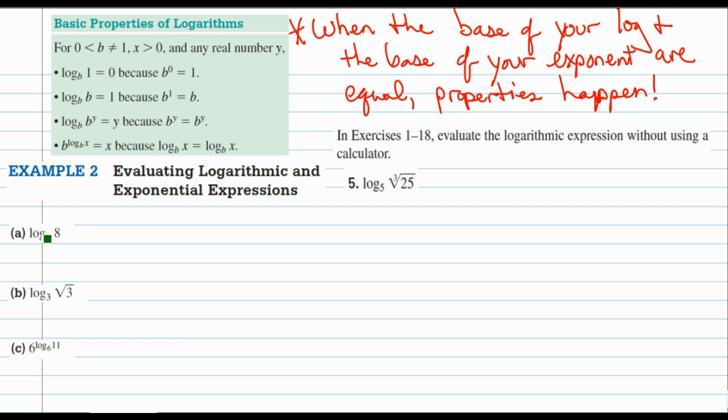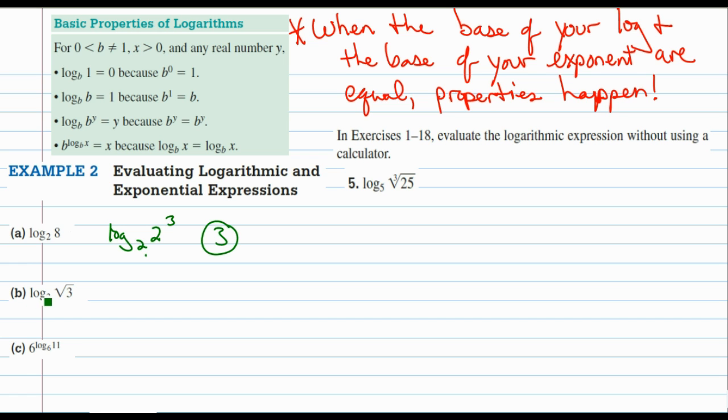So for example, I have log base 2. I need to make 8 2 to the something. So I can rewrite this as log base 2 of 2 to the third. Now this third property up here applies. Log base 2 of 2 to the third. The base of my log is 2. The base of my exponent is 2. Therefore, that is 3.